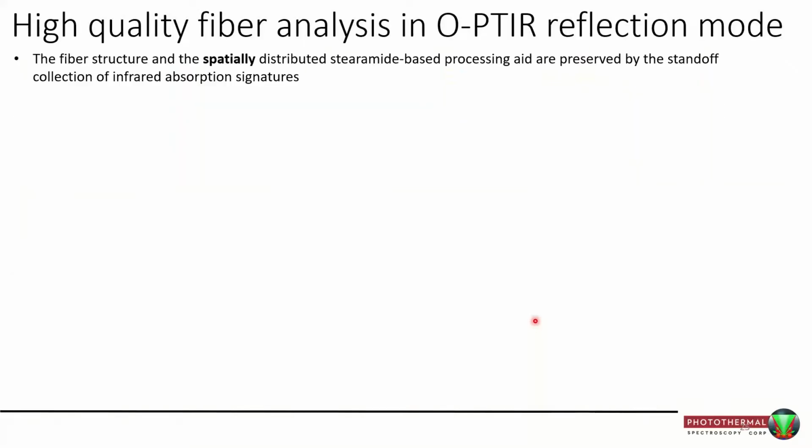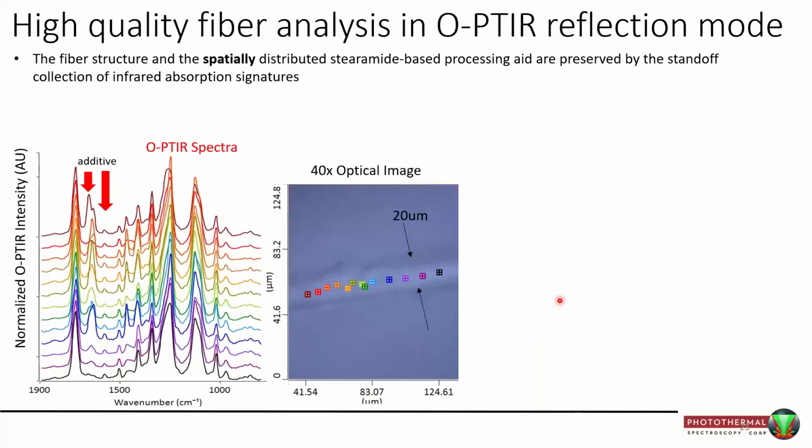Fibers can sometimes be of interest to those in cultural heritage. So I've pulled up this example of polyester fiber that's been coated with some sort of fabric conditioner. And in this case, we're interested to see what's happening along the length of that fiber. So this is a 20 micron fiber, which for O-PTIR is relatively large. And this is a native fiber, so it's free in air. This hasn't been compressed or anything. It's reflection measurements, and these are the spectra along the length.